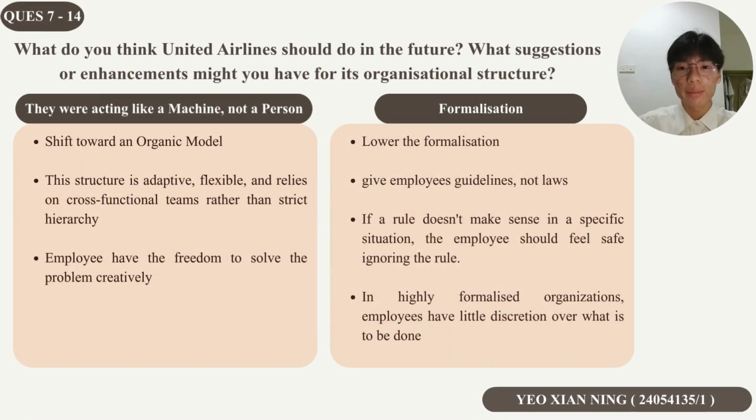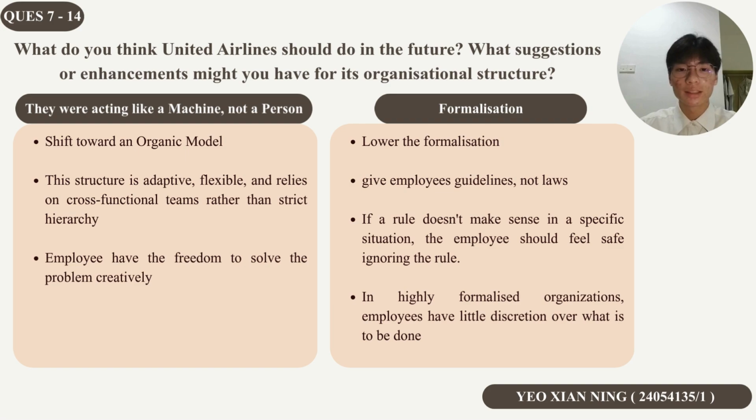Hi everyone, my name is Yozian Ning, and I'll be explaining discussion question 7-14. What do you think United Airlines should do in the future? What suggestions or enhancements might you have for its organizational structure? Firstly, employees were acting like machines, not people. United needs to shift towards an organic model. This structure is adaptive, flexible, and relies on cross-functional teams rather than strict hierarchy. In an organic structure, an employee would have the freedom to solve the problem creatively like a normal human being.